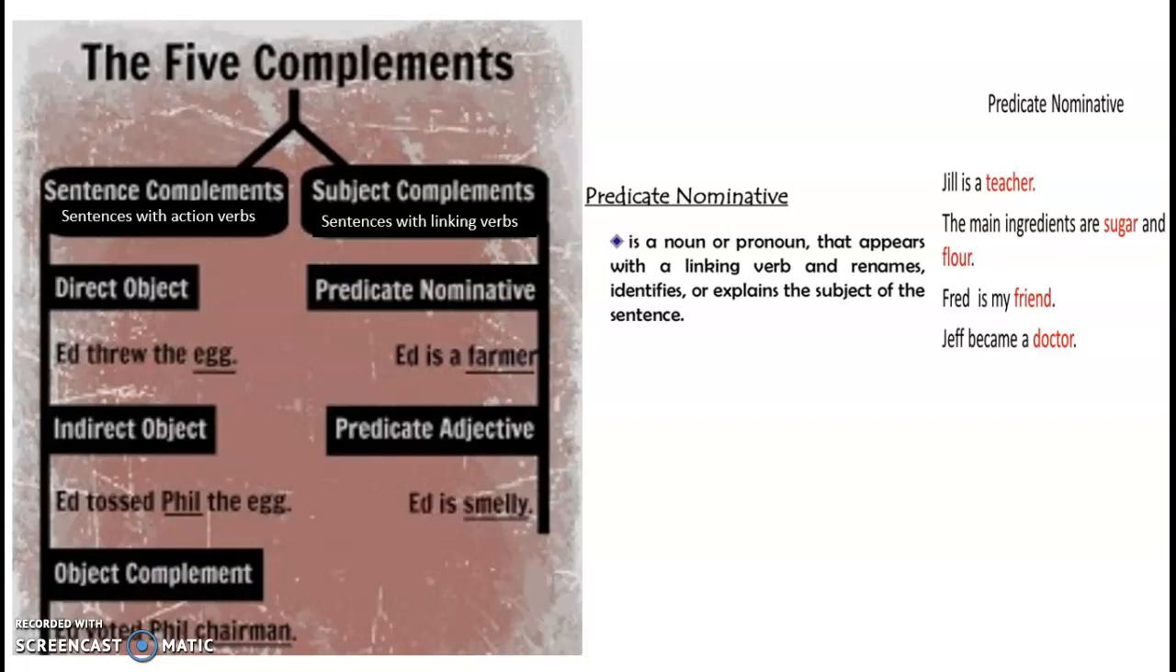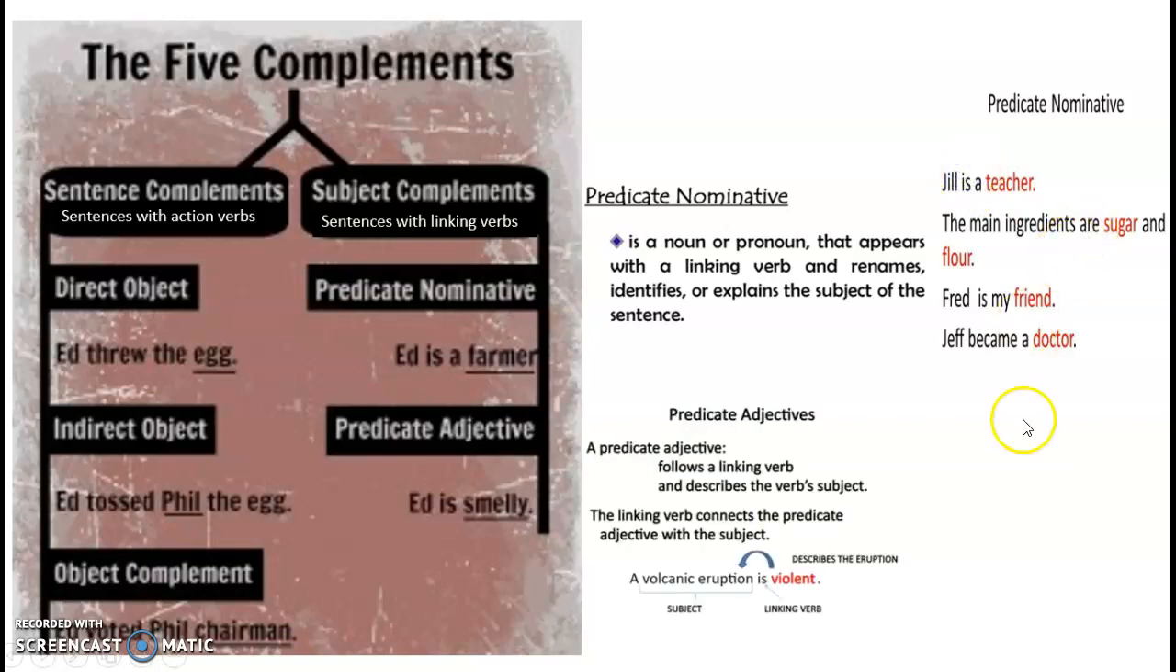Jill is a teacher. The subject is Jill. So the predicative nominative teacher is just telling me more information about Jill. The main ingredients are sugar and flour. The main ingredients is my subject, but the predicative nominatives are sugar and flour. As you can see, and pay attention to this, we are using only linking verbs: is, are. Fred is my friend. Jeff became a doctor. As you can see, only linking verbs, and we are using only nouns or pronouns.